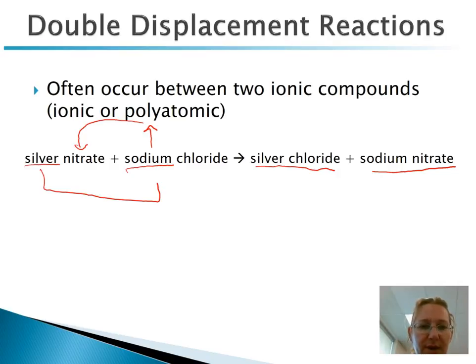Not all the time, but very often it occurs between two ionic compounds for double displacement reactions. So that's basically it. Single displacement, you have an element and a compound, and the element replaces a metal in the compound. For double displacement, you have two compounds and the metals change places.